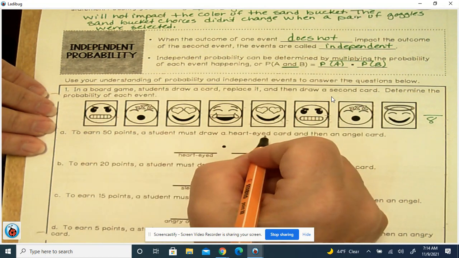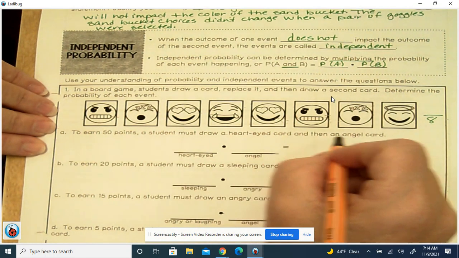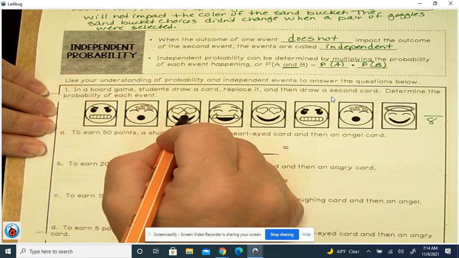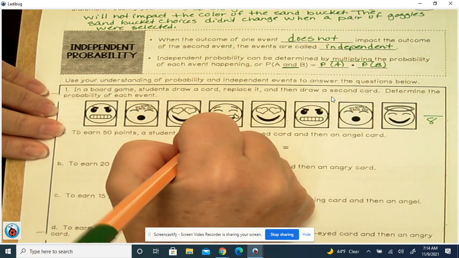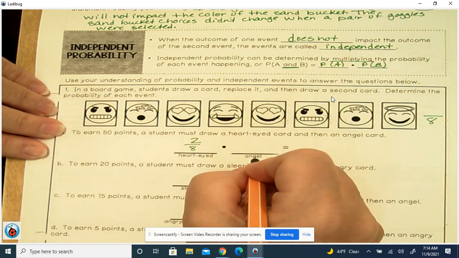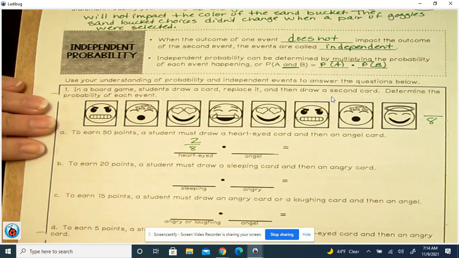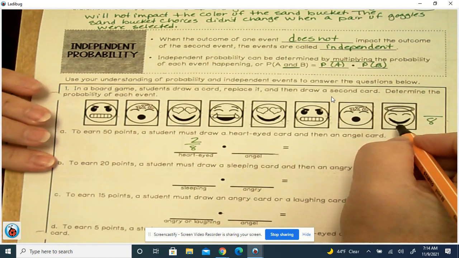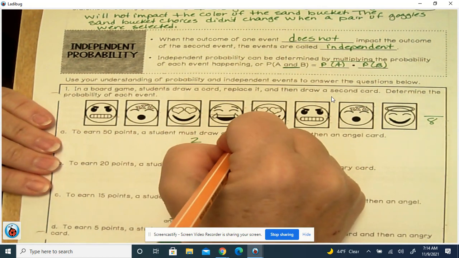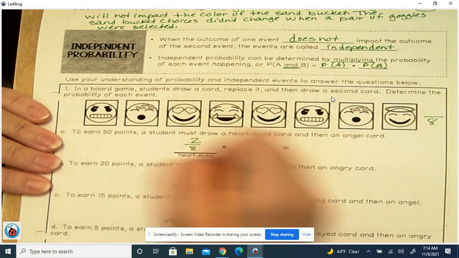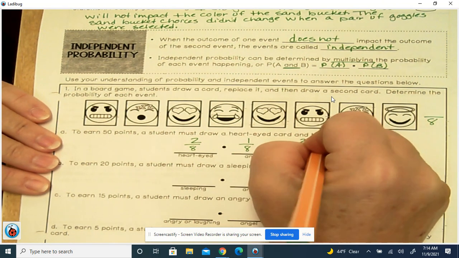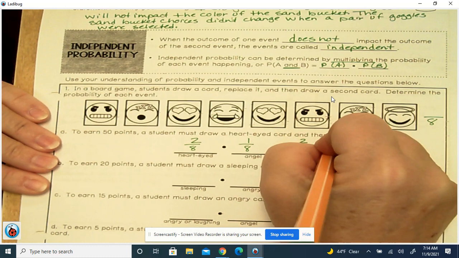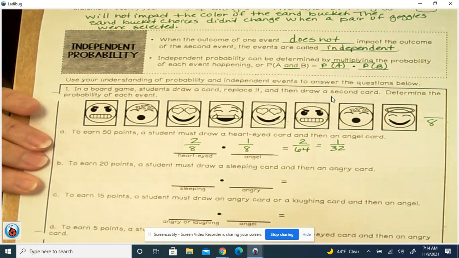The student must draw a heart eye card and then an angel card. So a heart would be 1, 2, so we've got 2 over 8. And then an angel card, and that is 1 over 8. So we multiply those. That gives us 2 over 64, and that can reduce to 1 over 32.